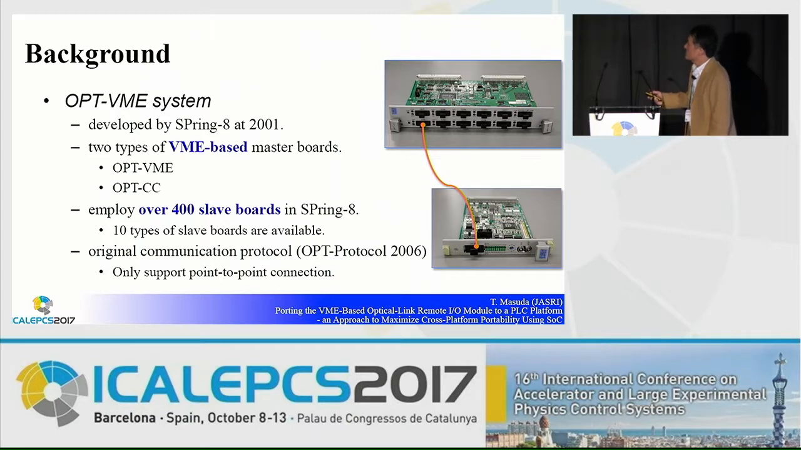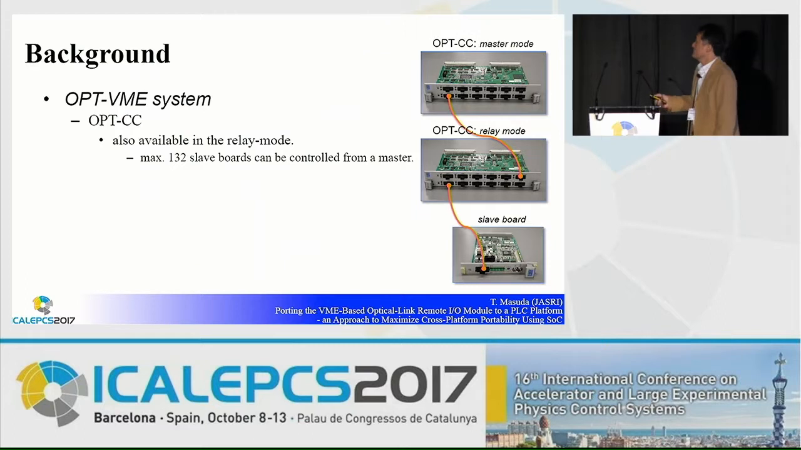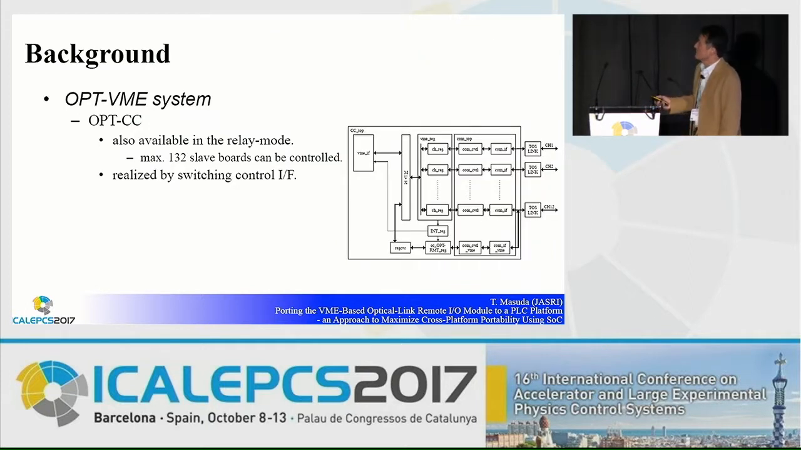This protocol only supports point-to-point connection. And for our convenience, OptCC is also available in the relay mode like this. So a maximum of 132 slave boards can be controlled from a master. It is realized by switching the control interface from the VME bus to the dedicated optical link channels.